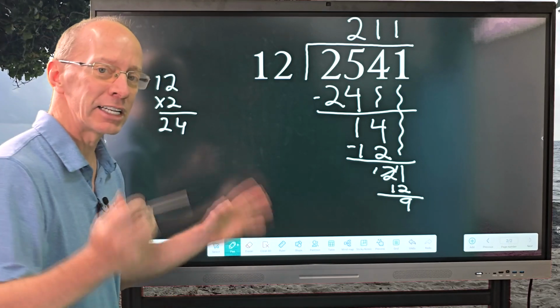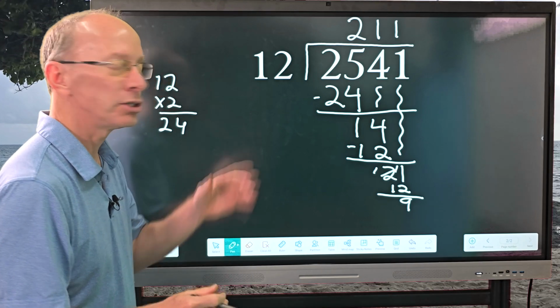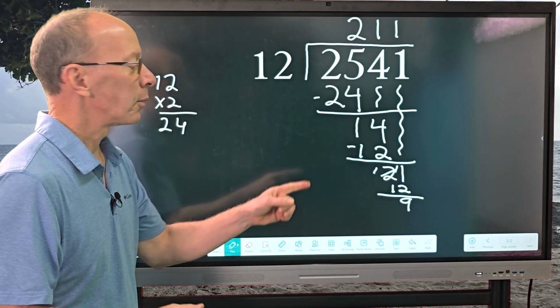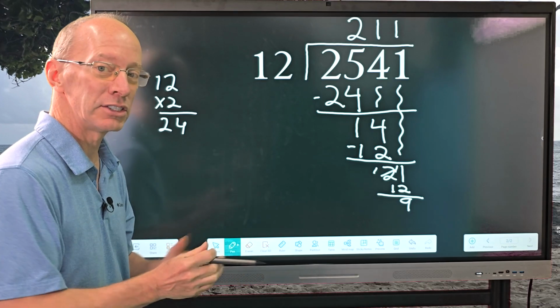Now, if you're not going to turn this into a decimal, this would be your remainder. So it would be 211 with a remainder of 9. But we want to turn it into a decimal.